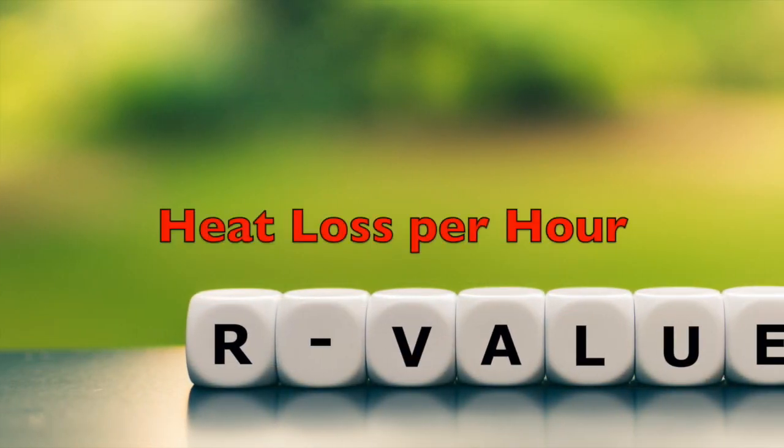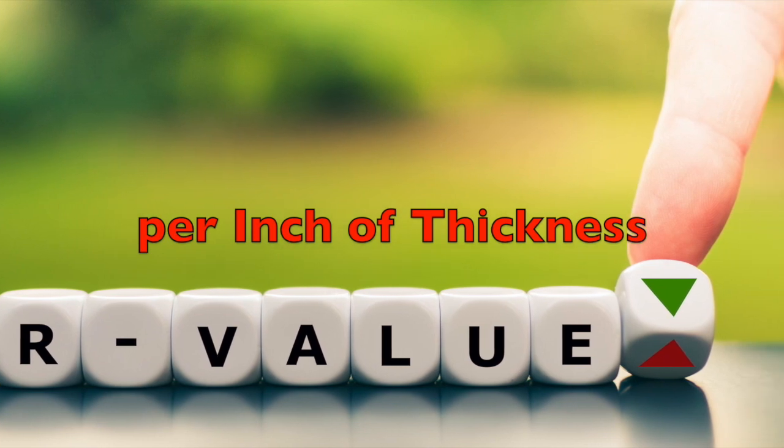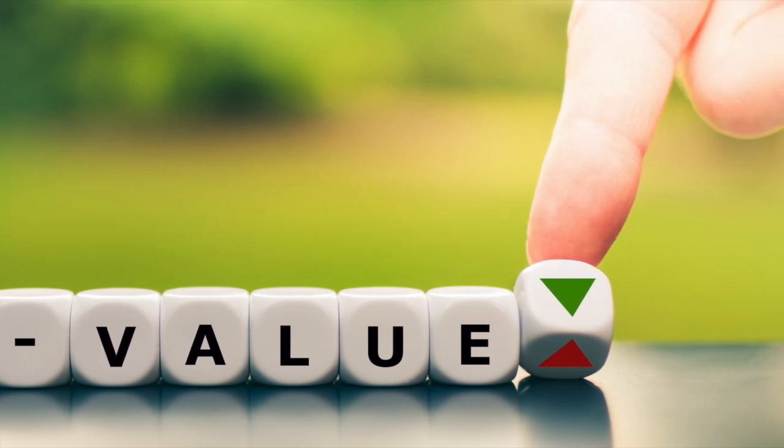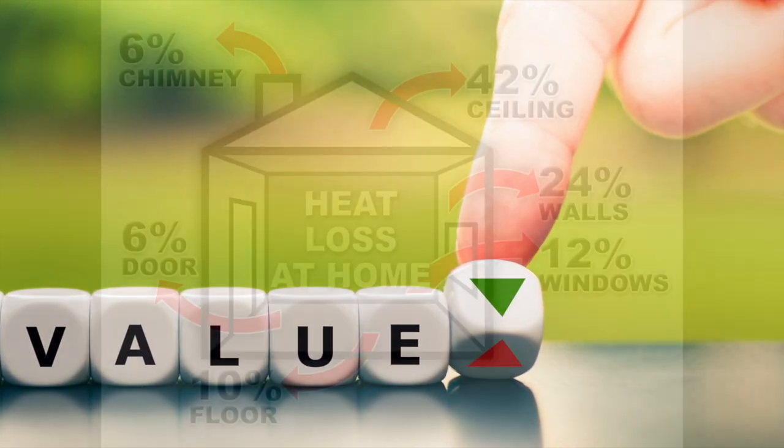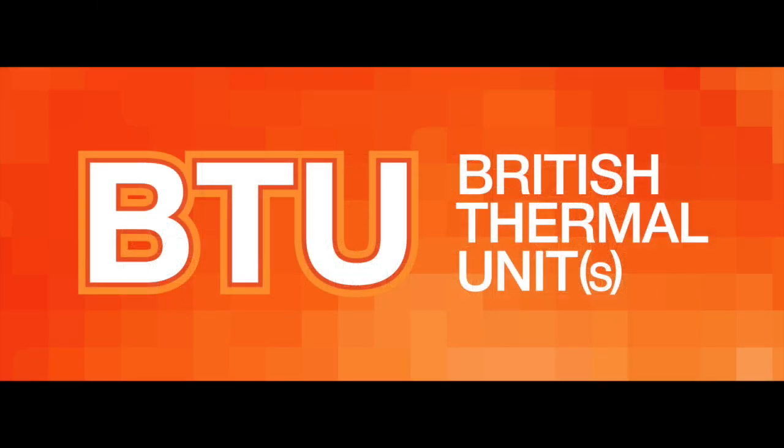An R value is the rate of heat loss per hour per square foot per inch of thickness of material per degree Fahrenheit. In other words, R value is a calculation of heat loss per hour. This calculation uses the BTU, or British Thermal Unit, which is simply the amount of heat energy needed to raise the temperature of 1 pound of water by 1 degree Fahrenheit.